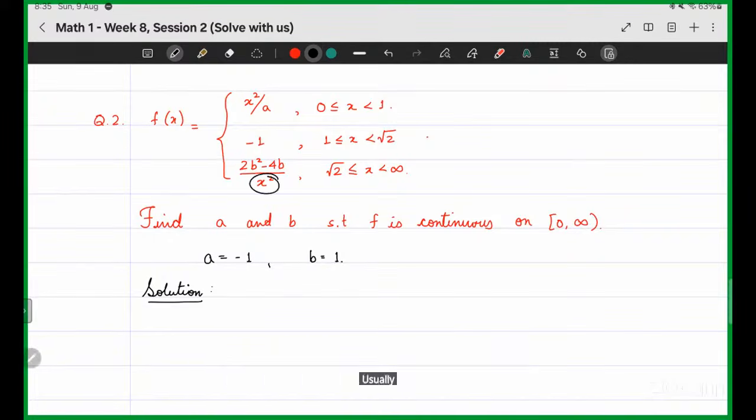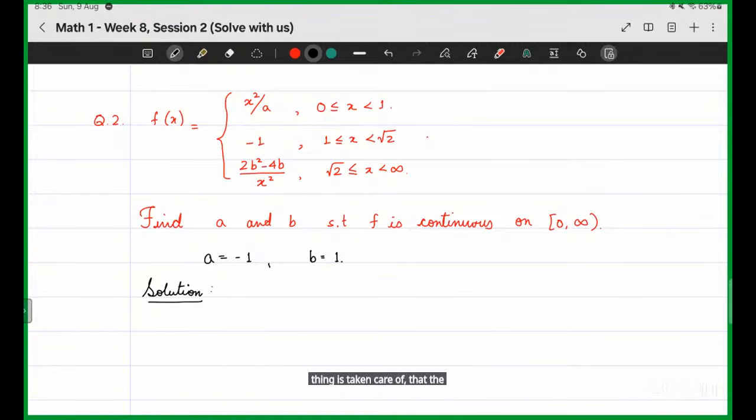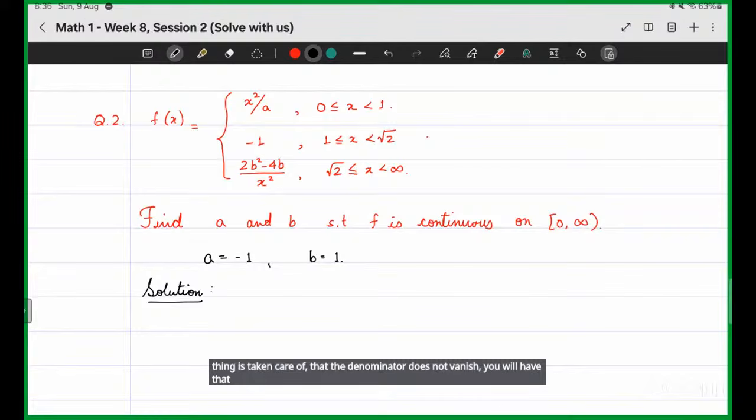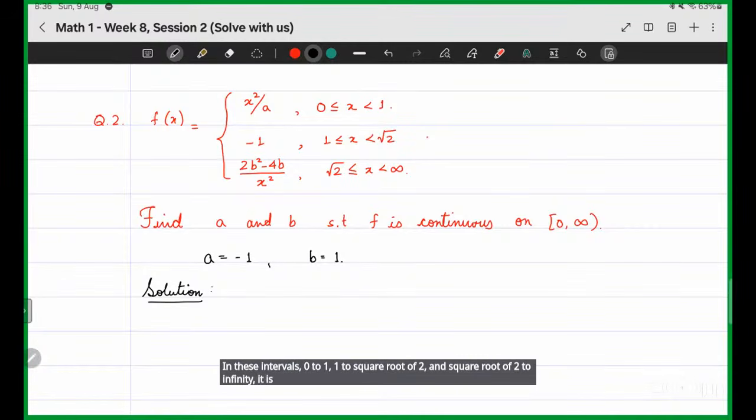Usually, when you have something like this in the denominator, you have to take care that this function is actually properly well defined. In this case, the denominator will not vanish because the denominator would vanish only if x is equal to 0. So that's not a problem. As long as that is taken care of, ratios of polynomials are also continuous functions. So in these intervals, 0 to 1, 1 to square root of 2, and square root of 2 to infinity, it is continuous. This follows almost by definition.